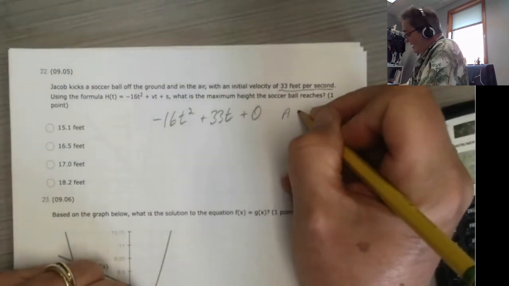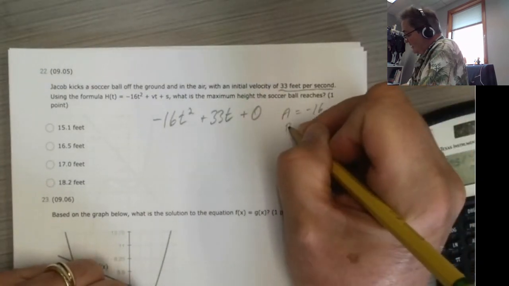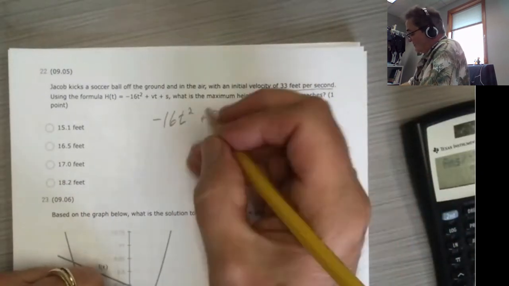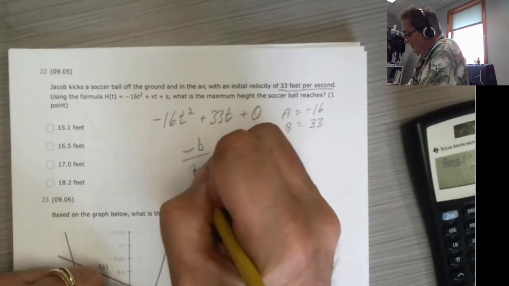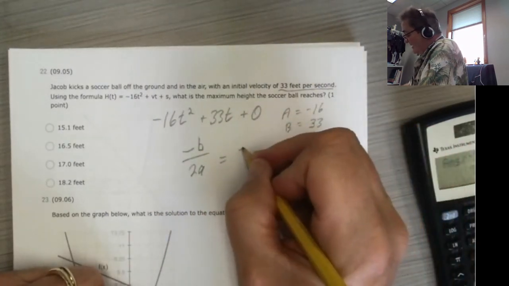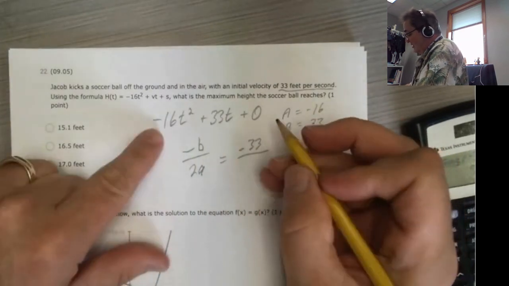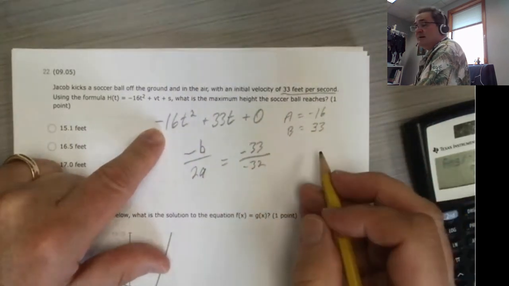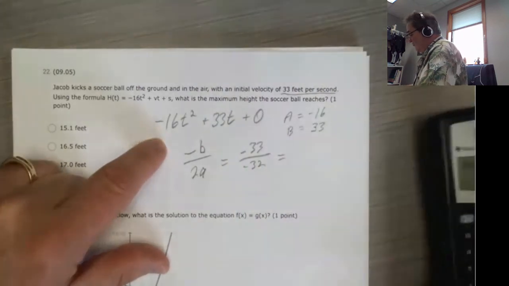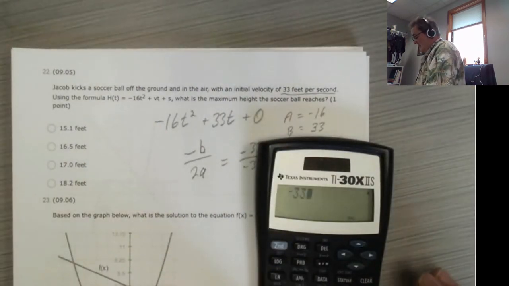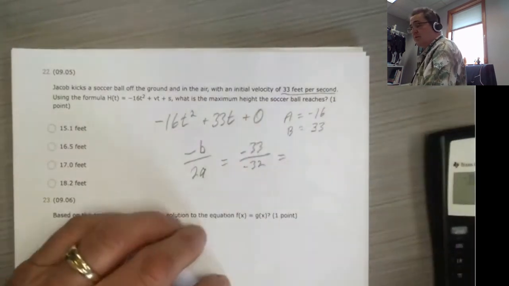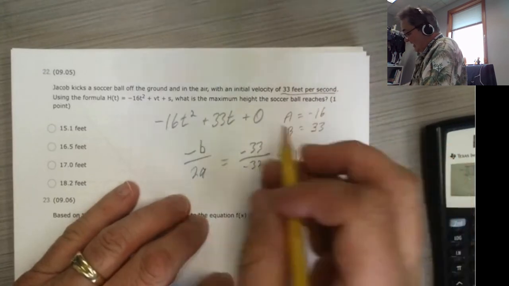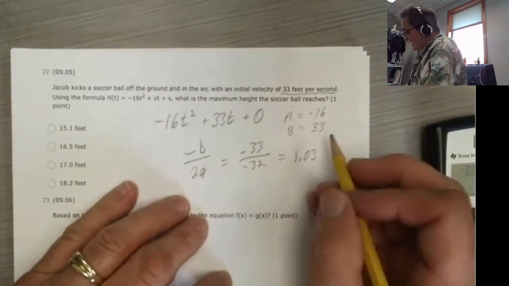So our a is negative 16 and our b is 33. And I don't need the c because this is the vertex, which means the x is going to be negative b over 2a, which is negative 33 over 2 times negative 16, negative 32. So negative 33 divided by negative 32 equals 1.03. So at 1.03 seconds, because that's the x, that's the t, the ball's going to reach its maximum height.